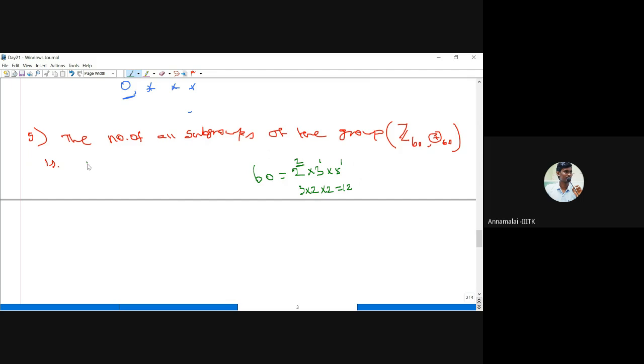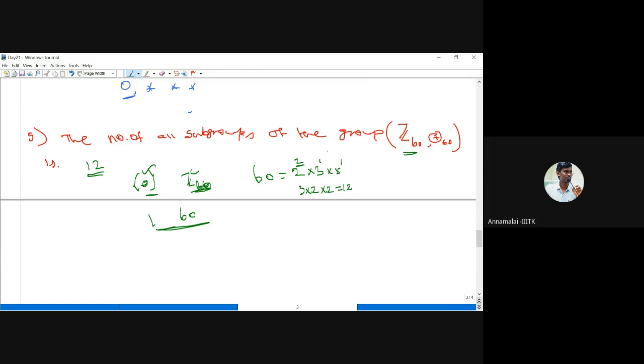Therefore, there are 12 subgroups, including the trivial identity group and the whole group. This is also a subgroup. So the trivial group is also a subgroup, and we have to count this also, because 1 is also a divisor, and 60 is also a divisor, right? Therefore, we have to include these also. Therefore, the number of subgroups of Z60 is 12.